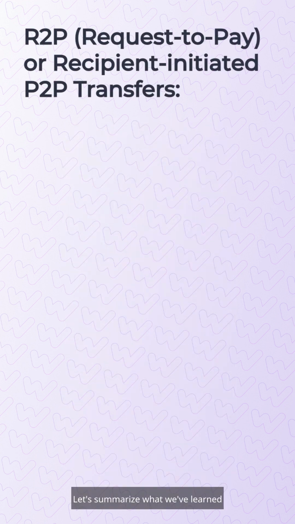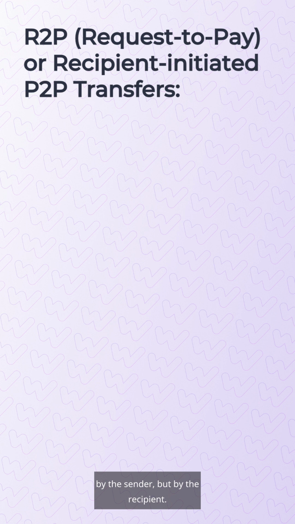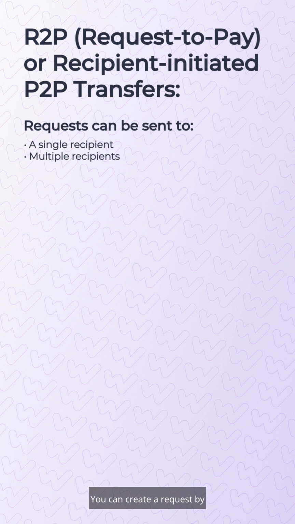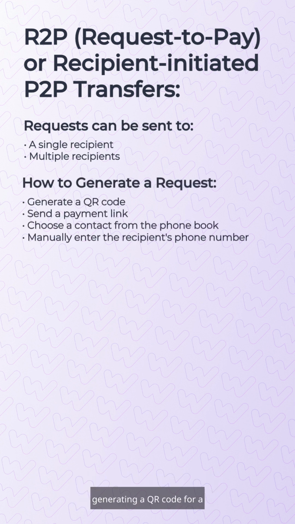Let's summarize what we've learned about the R2P, Request to Pay, feature. Essentially, it allows the initiation of a P2P transfer, not by the sender, but by the recipient. Money requests can be sent to one or multiple people simultaneously. You can create a request by generating a QR code for a specific amount, sending a payment link via messenger or email, or by selecting recipients from your phone book or manually entering phone numbers.